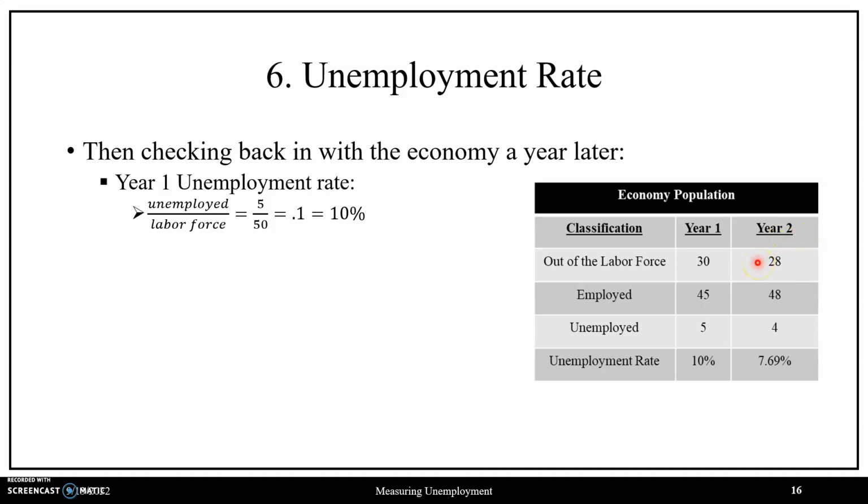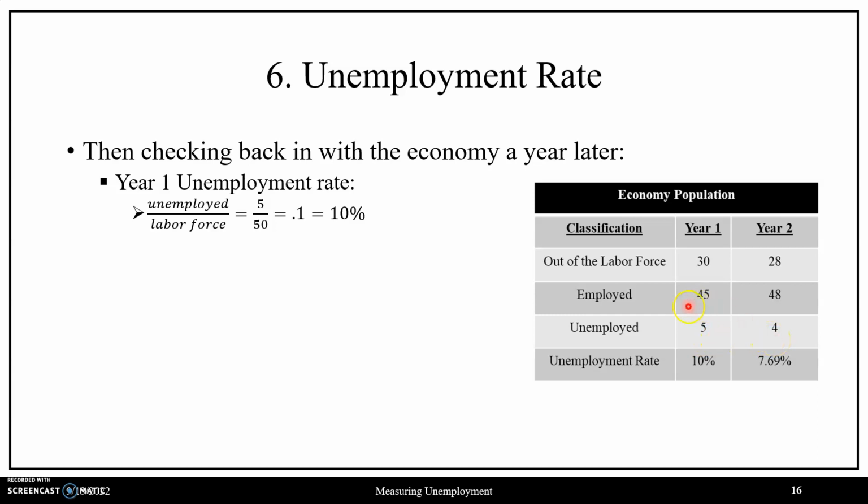Checking back in with this economy 1 year later, at year 2, we see that out of the labor force is now 28, so a reduction of 2 individuals, whereas our employed individuals has gone from 45 to 48, so an increase in those who are employed. And in terms of those who are unemployed, that is our idle labor resources, from year 1 to year 2, there's been a reduction of 1.